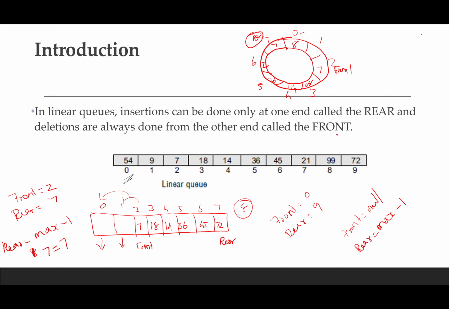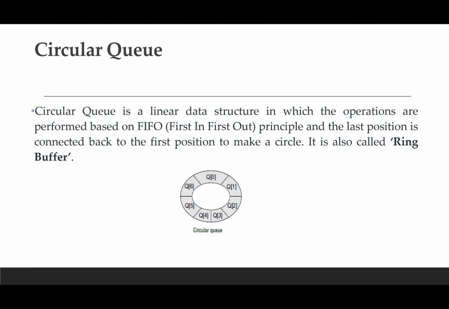We will see the definition of the circular queue. A circular queue is a linear data structure in which the operations are performed based on the first in first out concept, and the last position is connected back to the first position to make the circle. This is the last position and this is the first position. It is connected to make the circle, so it is called a ring buffer.